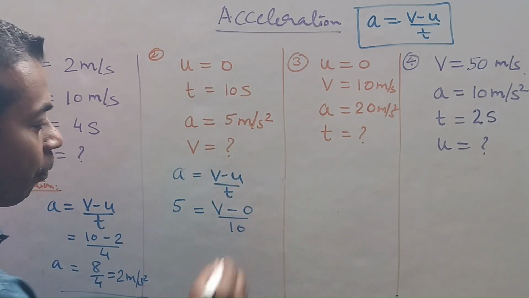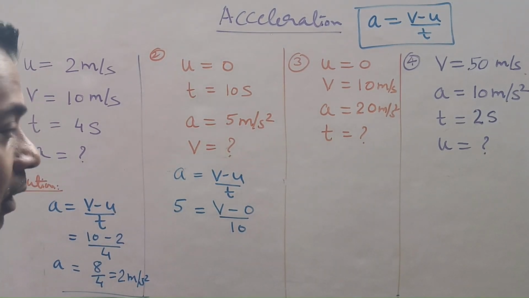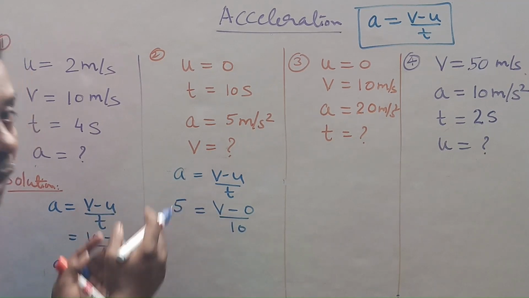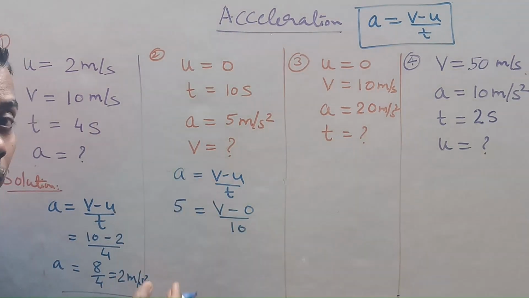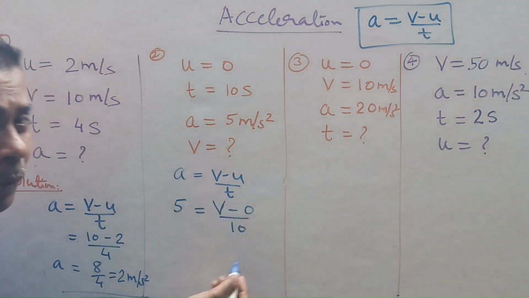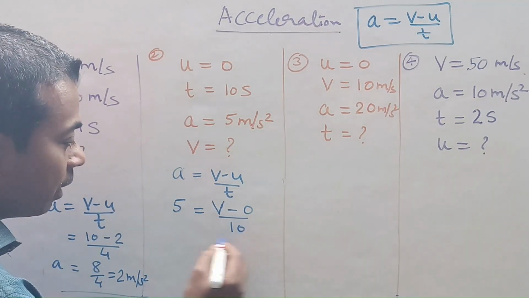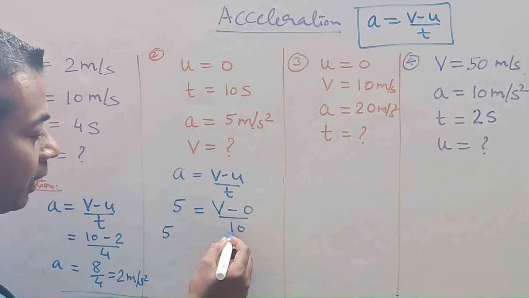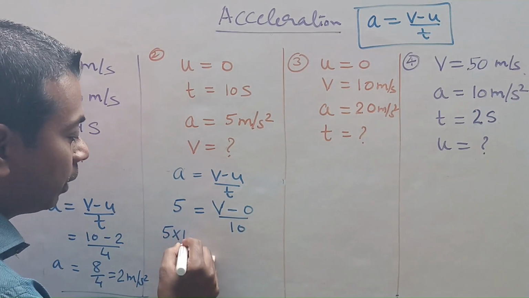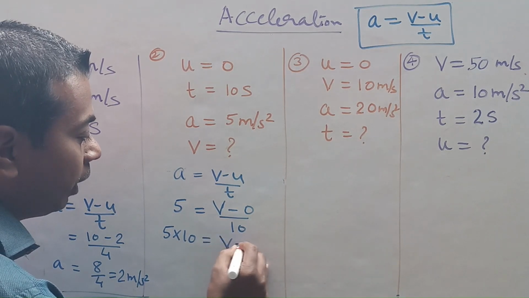10 seconds. Now how do we solve these equations where we need to keep all the variables on one side, either right hand side or left hand side, and keep all the numbers on the other side. Now here, since the variable is on the right hand side, I'll keep it on the right hand side. I take this number 10 to the left hand side. Here it's division, it becomes multiplication. So 5 times 10 is equal to v minus 0.